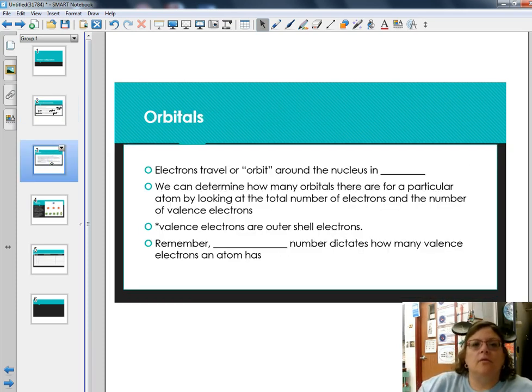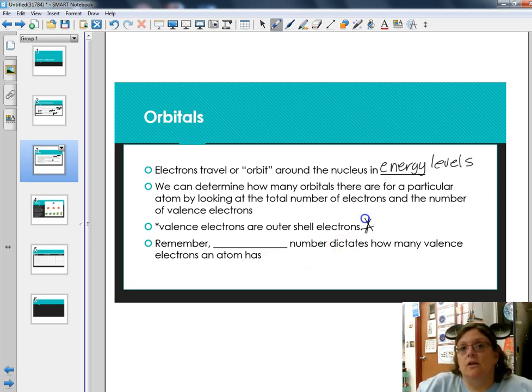Electrons travel around the nucleus in energy levels. We can determine how many orbitals there are for a particular atom by looking at the total number of electrons and the number of valence electrons. And remember, valence electrons are the outer shell electrons. Those are the guys that are involved with everybody.